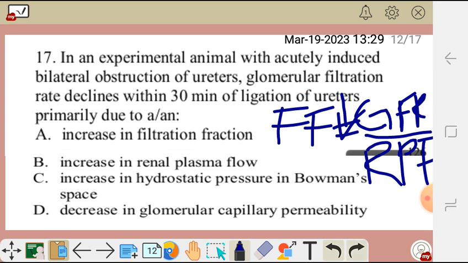Then from there, decrease in glomerular capillary permeability. The permeability will be the same. There won't be an effect in the permeability of the membrane. The membrane is just okay. What is being affected is the ureter. Then increase in hydrostatic pressure. That hydrostatic pressure is going to increase. Increase in renal plasma flow. Renal plasma flow won't be affected there. Okay, so the correct answer for question 17 is C.